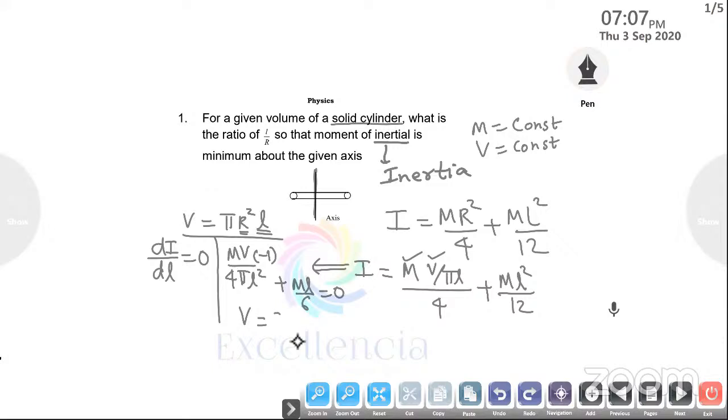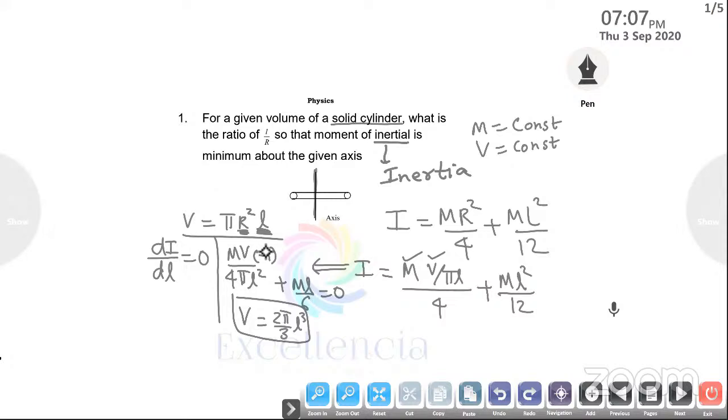You get 2 pi by 3 L cube. Simplify this equation, you get this is the volume, 2 pi by 3 L cube. So the basic idea is to find the moment of inertia in terms of the variables, length or radius. Differentiate that moment of inertia with respect to length or radius, whatever your preference is, and equate it to 0.